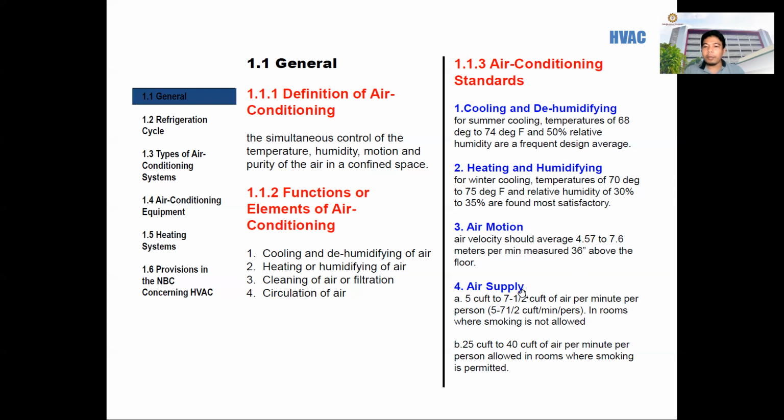And then for the air supply, letter A, 5 cubic feet to 7.5 cubic feet of air per minute per person, in rooms where smoking is not allowed. And then 25 cubic feet to 40 cubic feet of air per minute per person is allowed in rooms where smoking is permitted. So it depends if that is a smoking area or a non-smoking area.